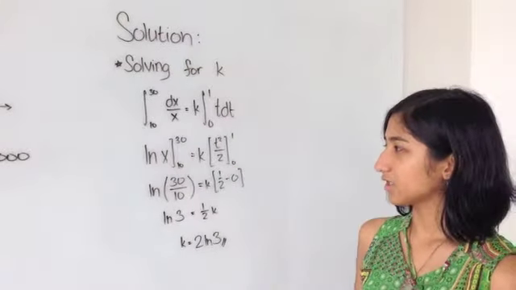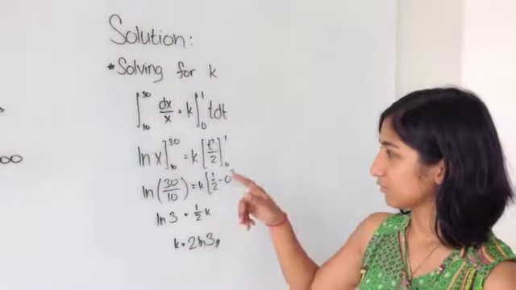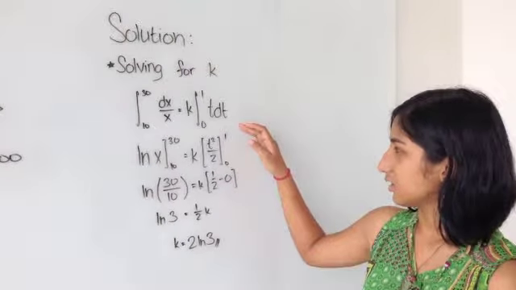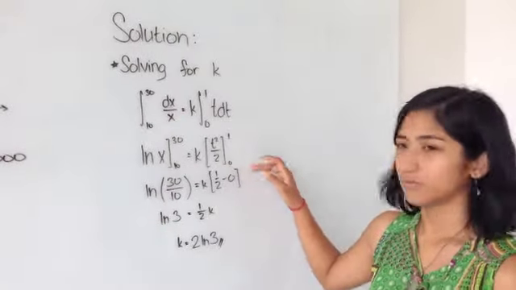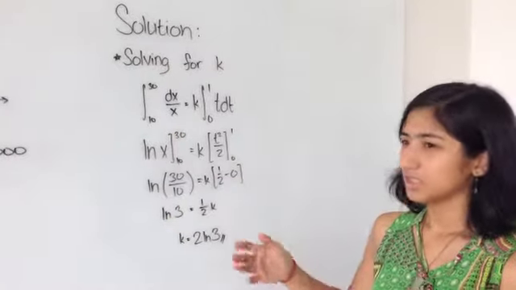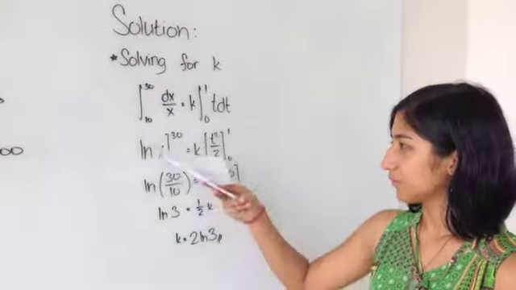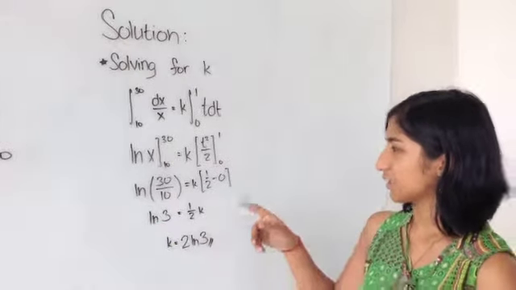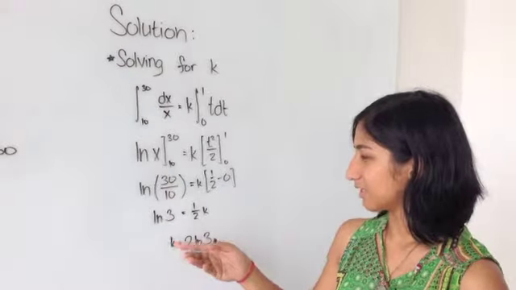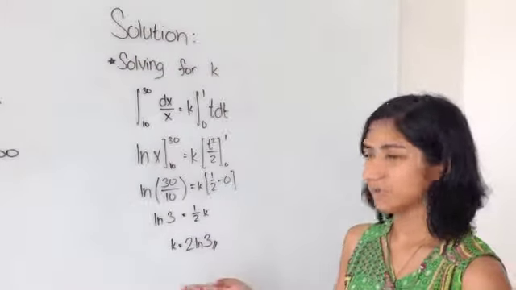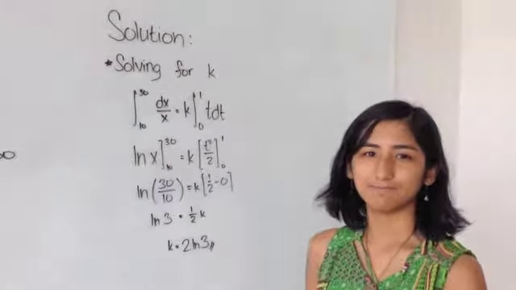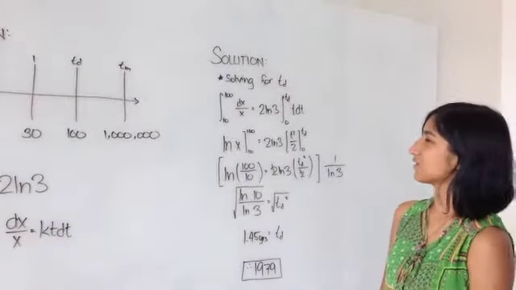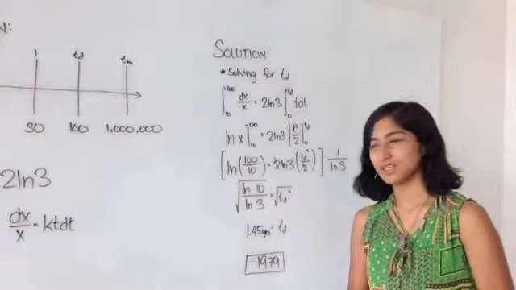Integrating dx over x, you will get ln x from 10 to 30. And t dt, you would get t squared over 2 from 0 to 1. Since it's a definite integral, you could just input the values and get ln 30 over 10 equals k times 1/2 minus 0. Simplifying this, you would have ln 3 equals 1/2 k, and your k would equal ln of 3.